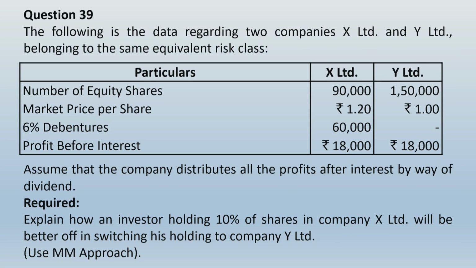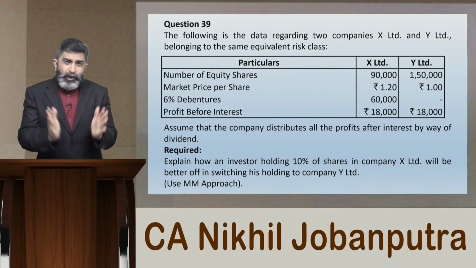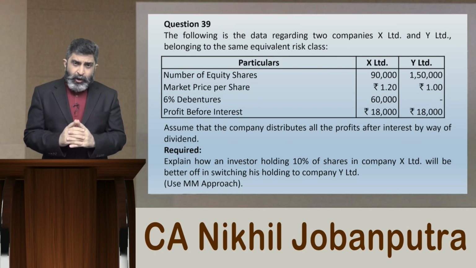Required, explain how an investor holding 10% of shares in company X Limited will be better off in switching his holdings to company Y Limited. Use MM approach. Alright friends, so let me explain you what exactly is to be done over here. So we are talking about Modigliani and Miller's arbitrage model.